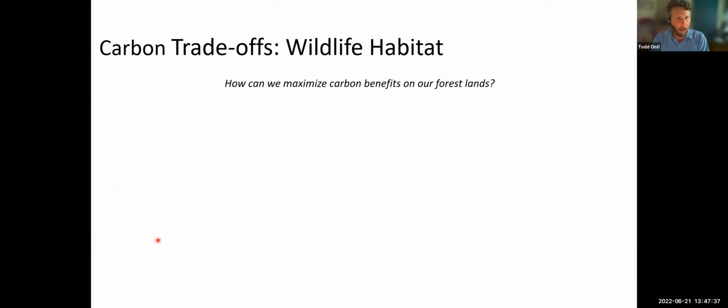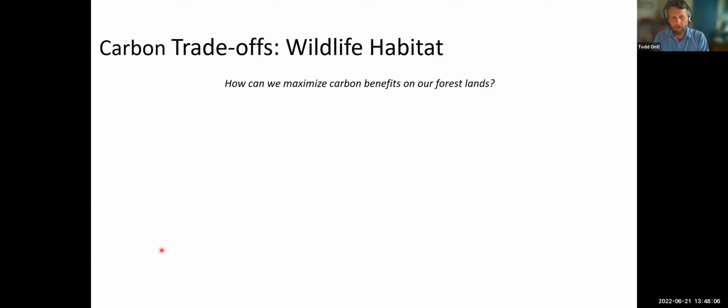Well, I do want to make sure that we really tie this to wildlife habitat, and also recognize that there are trade-offs. There are always trade-offs in how we manage our ecosystems. You can't have everything all at the same time.